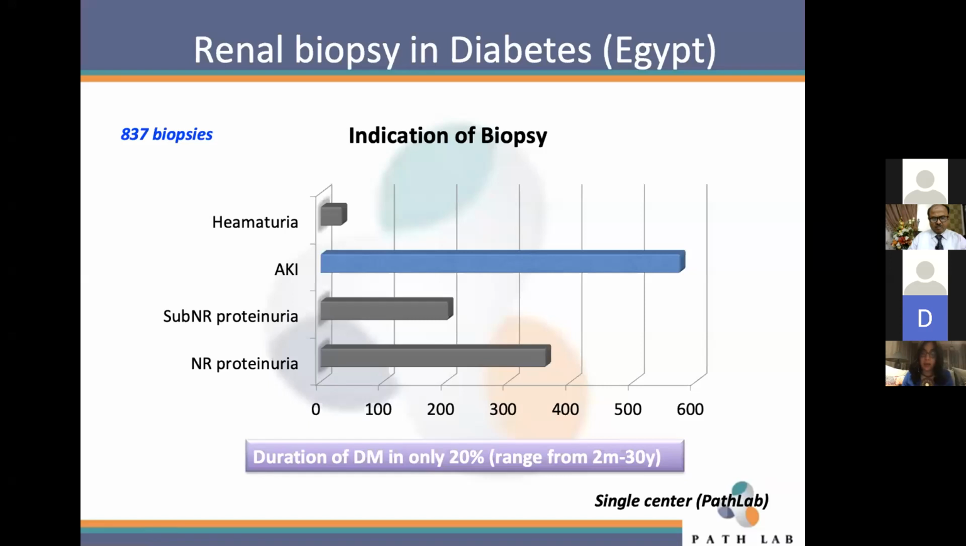When we get a biopsy from diabetic patients, the duration of diabetes is not always mentioned. Out of more than 800 biopsies, we have the duration of diabetes in only 20% of patients. So we have around 700 patients where the clinician did not bother to write the duration of diabetes, when you actually count on it for your diagnosis, and a major part of why you took a biopsy is how long this patient has had diabetes.